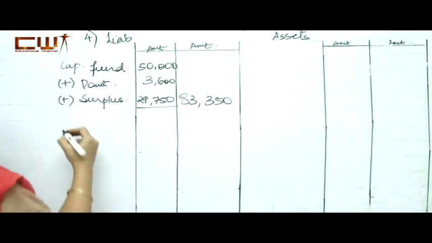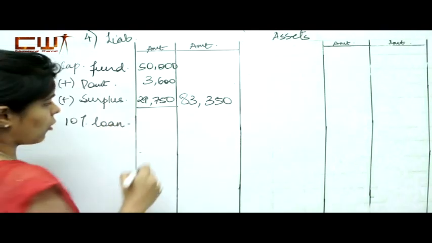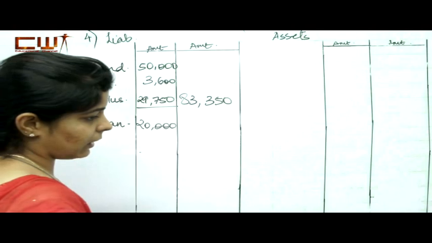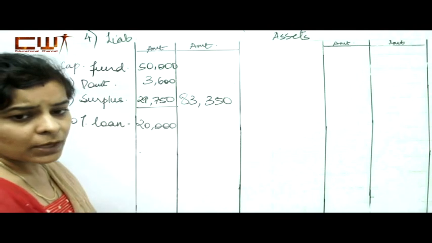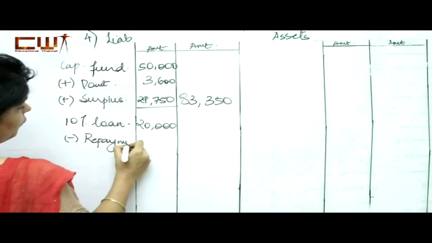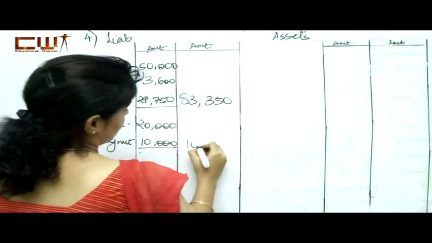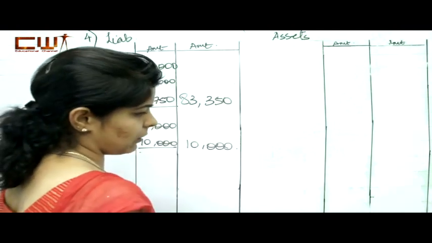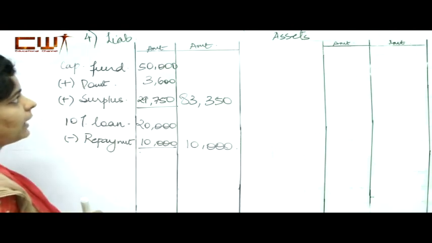Then they have the 10% loan. How much is the loan? 20,000, right? Then they have paid a loan, that is an amount of 10,000. Repayment of loan, how much? 10,000. So how much is the actual liability now? 10,000. See, in the payment column they have given that they have paid the loan on 1st October 2009. Right? So you have completed the liability side.